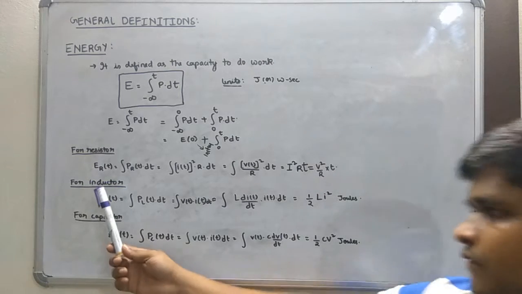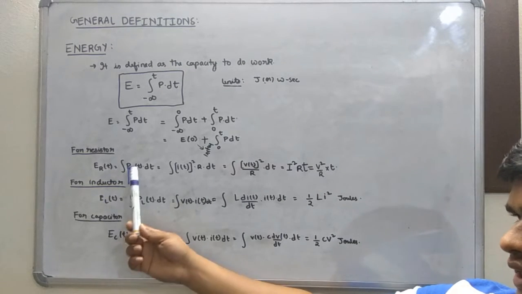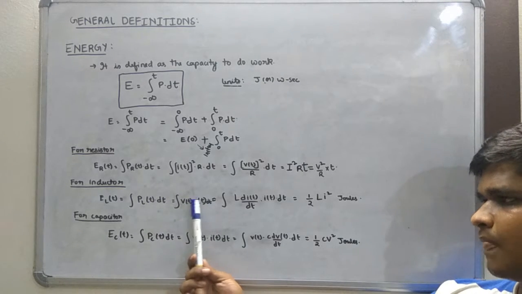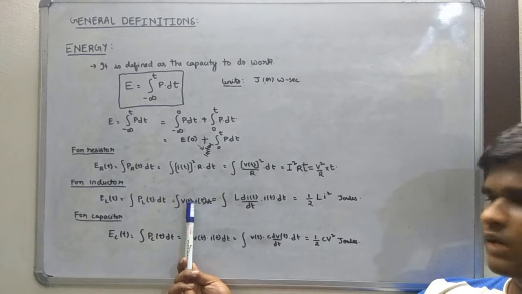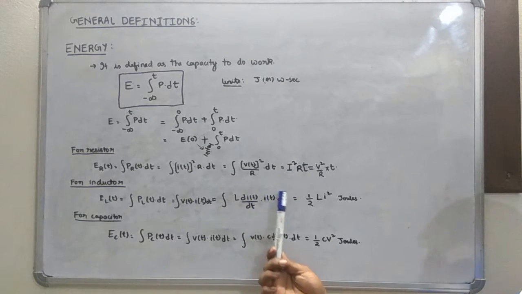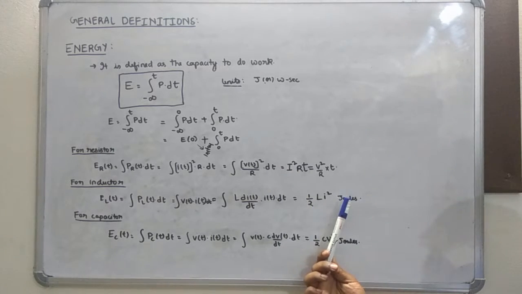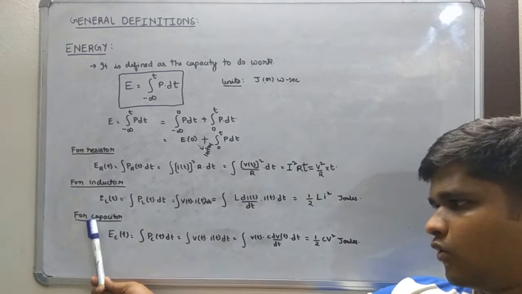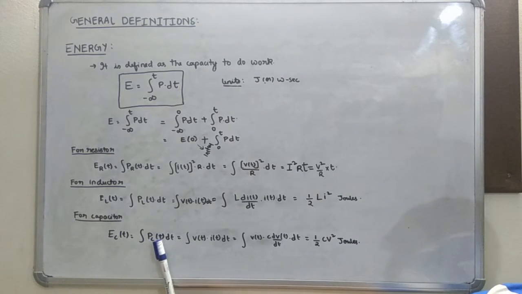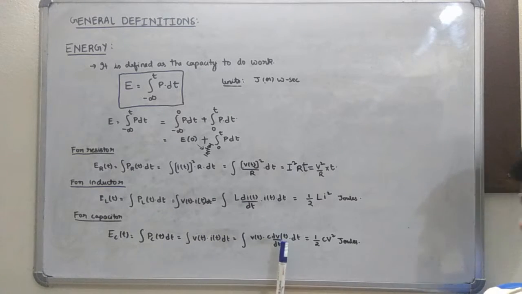For inductance, the energy can be written as the same integral of P dt, and the power can be written as V into I. Here the voltage V can be replaced by L di by dt into i(t) dt, and if we do this integration, it will give rise to half L i square joules. This is for the inductor. Now coming to the capacitor, the same integral P dt, power can be written as the product of V into I, and this current of the capacitor can be replaced by C dV by dt. So after integrating this, we will get half C V square joules.